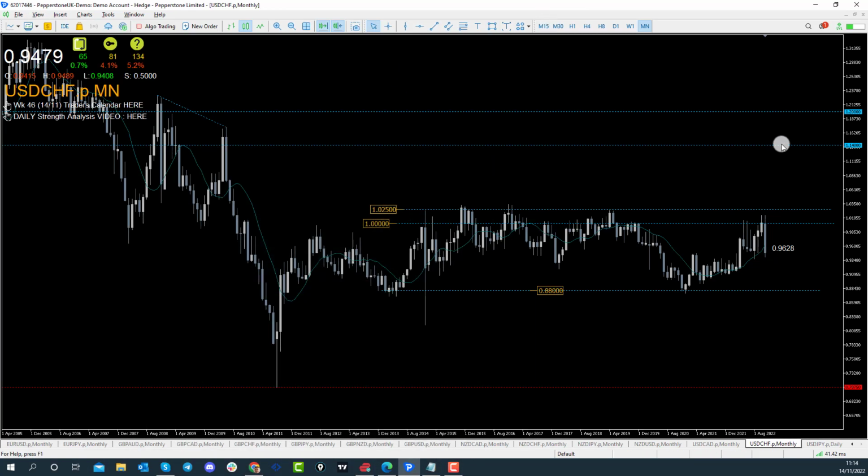You can see here I'm on dollar Swiss. I'm on that monthly time frame, and you can see that price is actually trading within a long-term range. Ever since about 2013, price has been trading between the 0.88 handle, parity, and just above parity at the 1.0250 handle. So price has been trading within this area for some time now, and most recently we came up into the parity level and rejected.